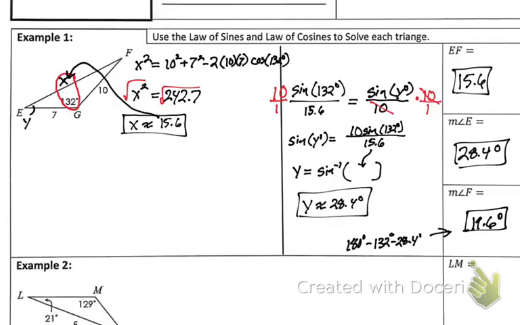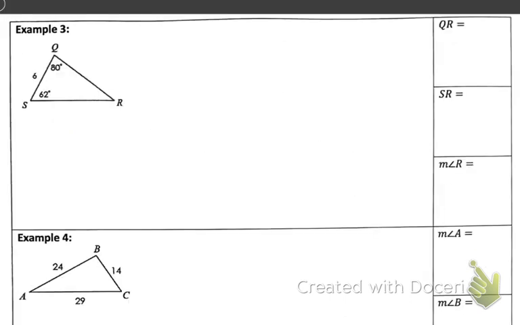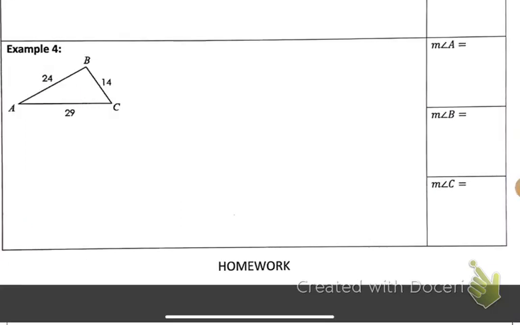In fact, we can look back here. I mean, this makes sense. 28.4, 19.6, 15.6 makes sense in the context of 7, 10, and 132. All right, I'm going to skip this one for just a second. I want to get to example 4 for sure.